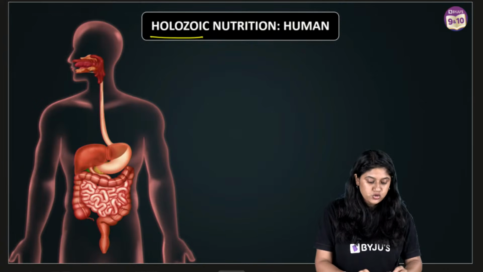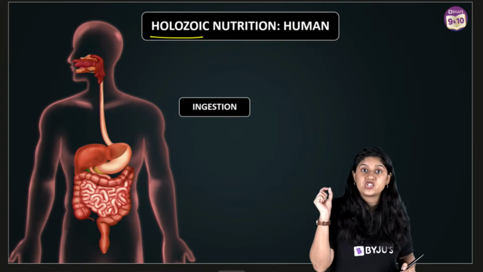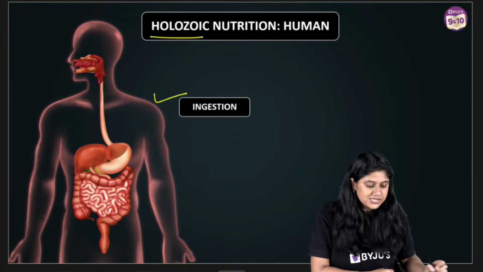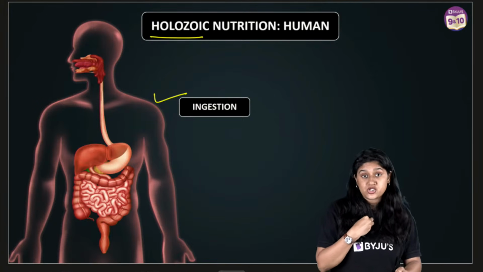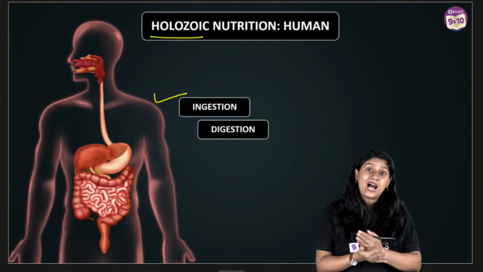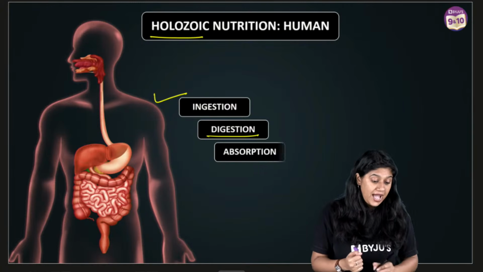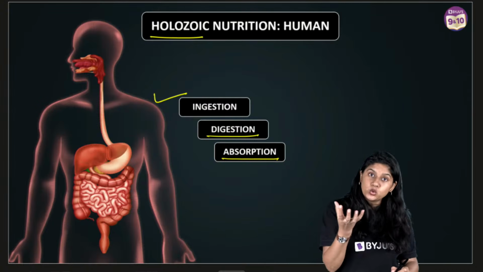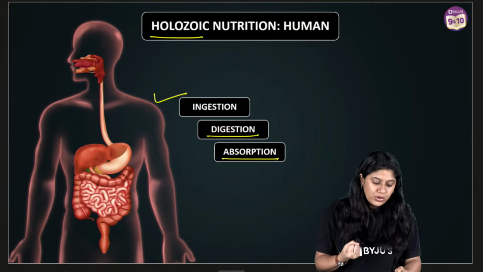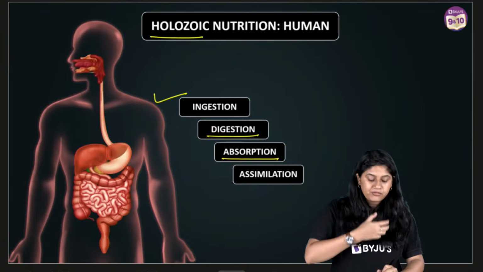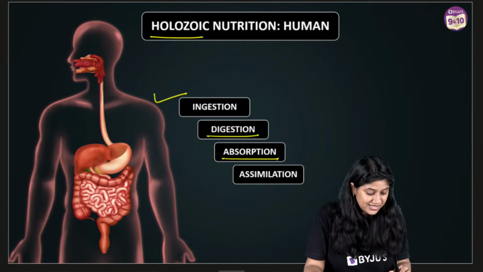Now, what happens in the Holozoic mode of nutrition? We take in the food by the process of ingestion. So everyone, what happens first? We take in the food, that is ingestion. Then of course we see the breakdown of the food happening, that is digestion. Then we have the absorption, where the food which is digested is absorbed by the body and taken to the different parts of the body where it can be utilized, and that step is the assimilation.